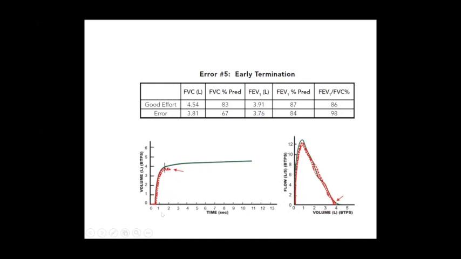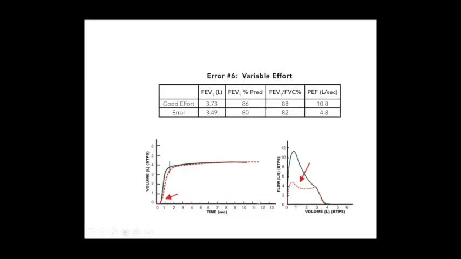Here, early termination: the patient starts from zero and exhales, but suddenly stops exhaling. There are several reasons for early termination. Either the patient disconnected from the mouthpiece or he has a glottis closure or any other reasons. For the flow volume loop, it's a little bit difficult to identify this problem. However, you might find a steep drop in the flow volume loop at the end of the graph.